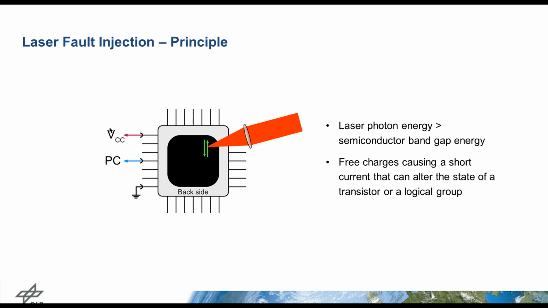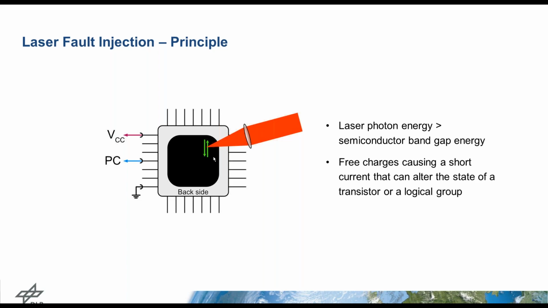So it means we are connected to the power supply voltage, and the laser again is scanning over an IC. And now we're creating many free charges, and we hope that this is sufficient so that the current caused by that can alter the state of a transistor or logical group. So after scanning with the laser, or while we're scanning, we also have to check what has been changed during the illumination with the laser.